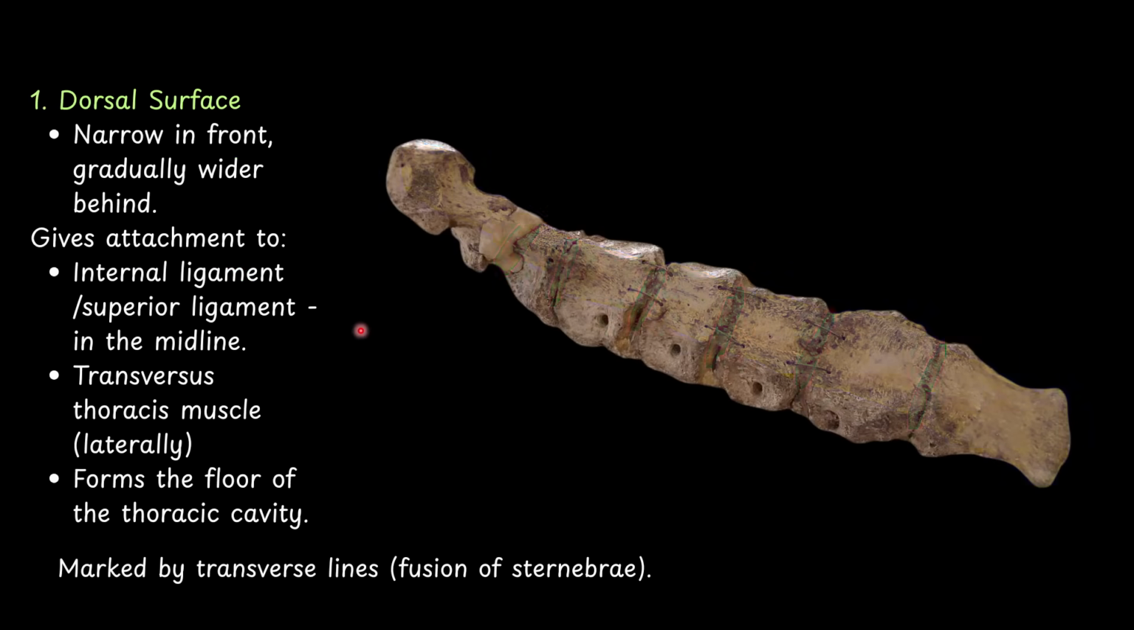First, dorsal surface. Narrow in front, gradually wider behind. This surface gives attachment to the internal ligament or superior ligament in the midline, and the transverse thoracic muscle laterally. It forms the floor of the thoracic cavity, marked by the transverse lines. You can see these are the transverse lines, from fusion of the sternebrae.